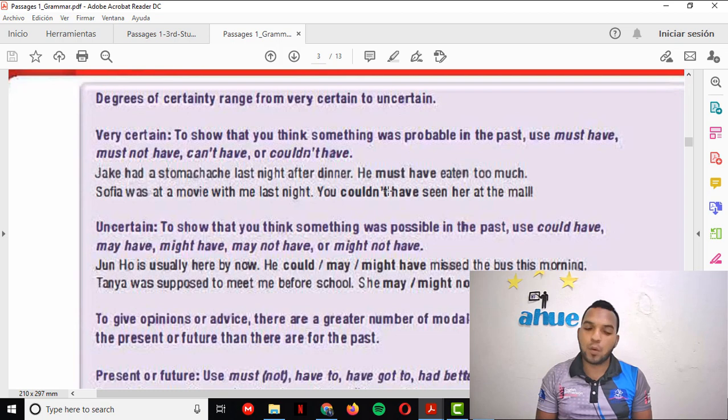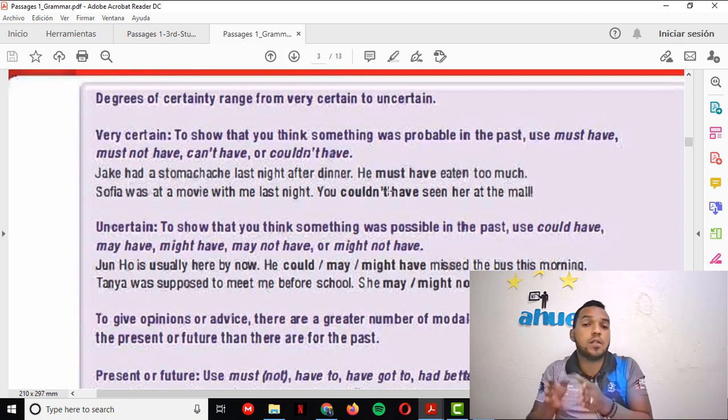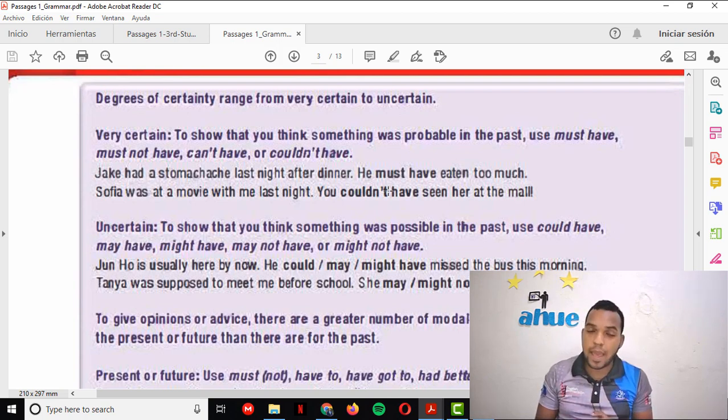The other one is when you are uncertain, when you are not sure about it. To show that you think something was possible in the past, we have to use could have, may have, might have, may not have, or might not have. So positive, in affirmative, or in the negative.